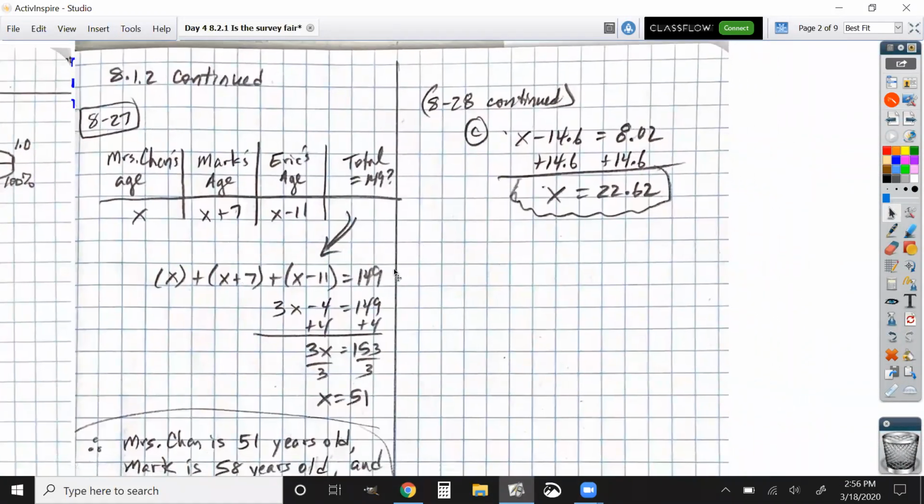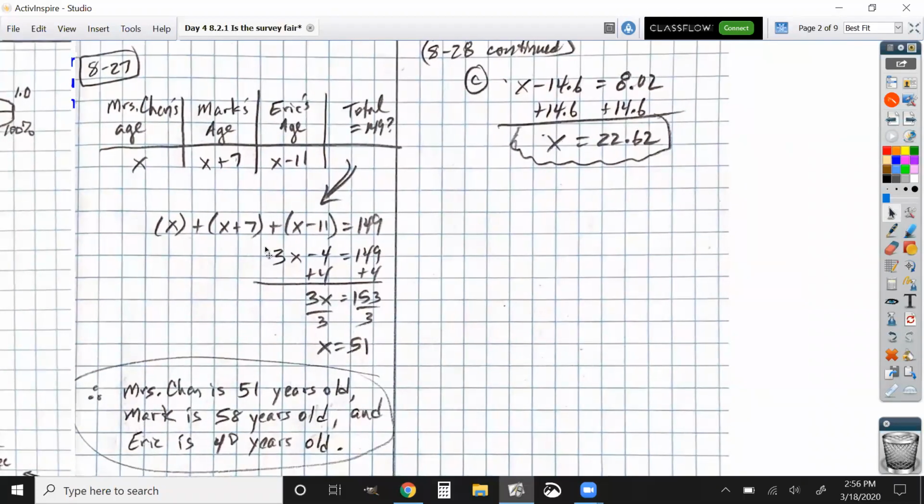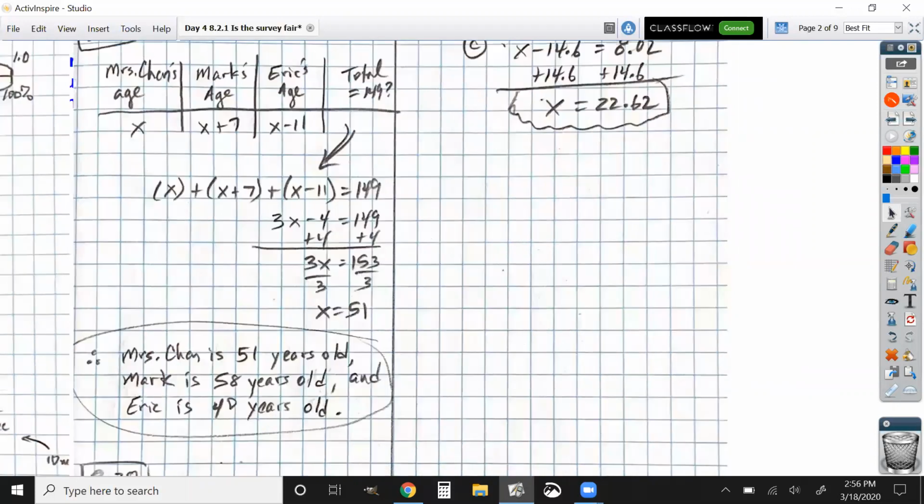8.27 looked like a 5-D problem. If x was Sherry's age, x plus 7 is Mark, x minus 11 is Eric, and when you combine them all up, you get 149 years. Solve that out. x, Sherry's age, is 51 years old, Mark is 58, and Eric is 40.